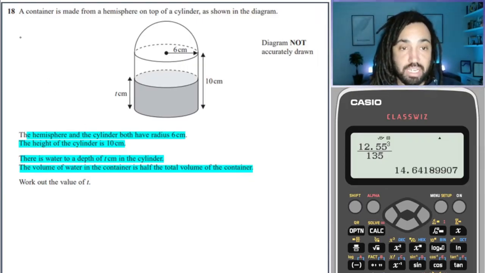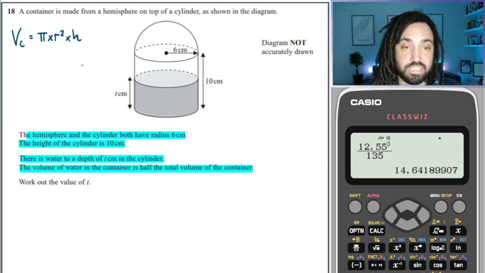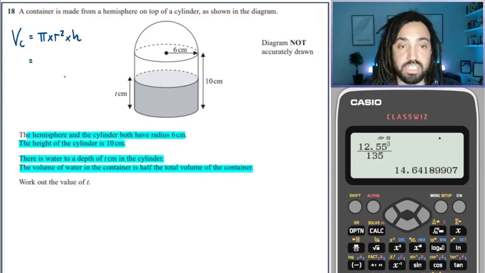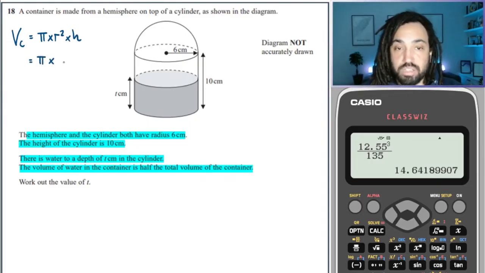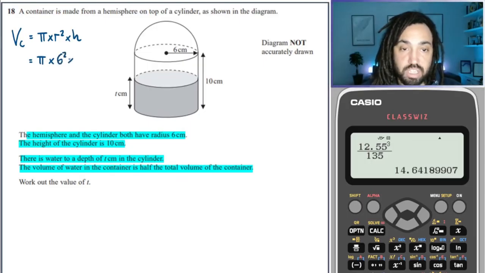So the volume of the cylinder part is pi times r squared times the height. That's given, the volume of a cylinder. So this is pi times the radius, which is 6 squared, times the height, which is 10. So this will be 36 times 10, so this will be 360 pi.